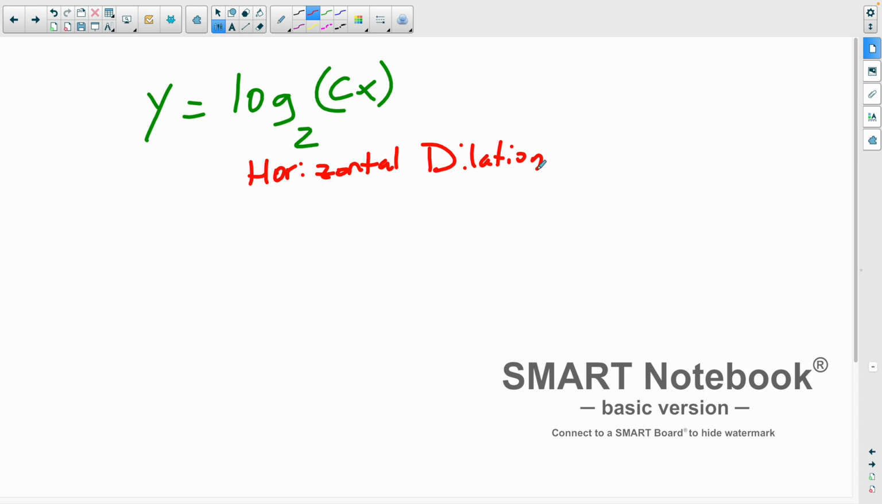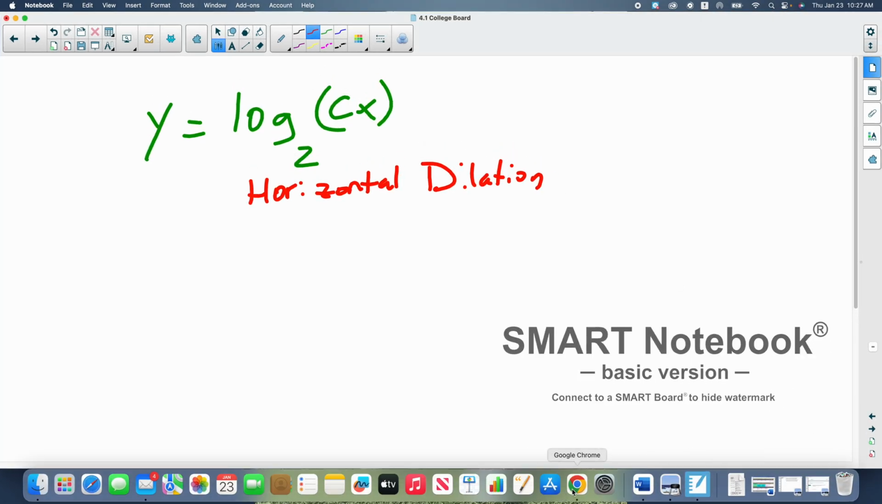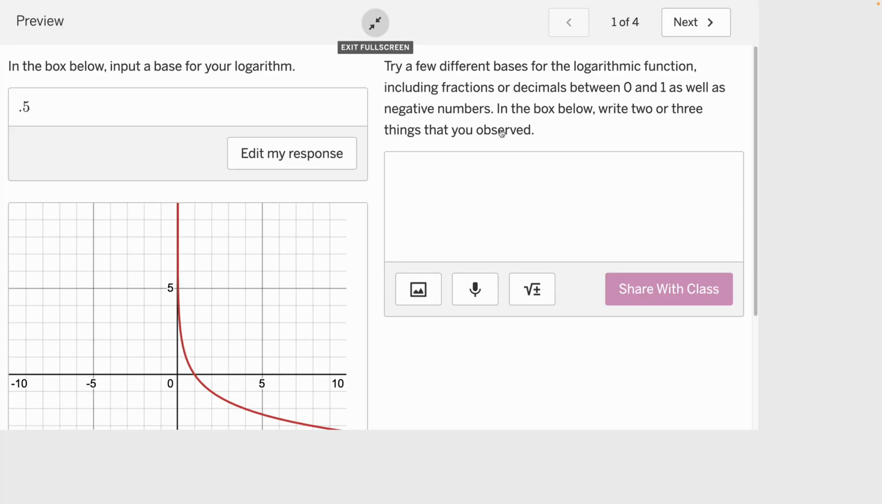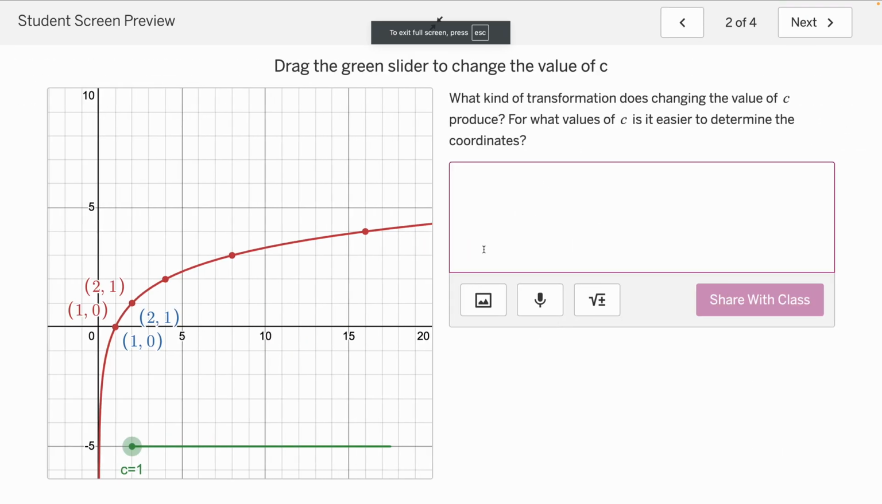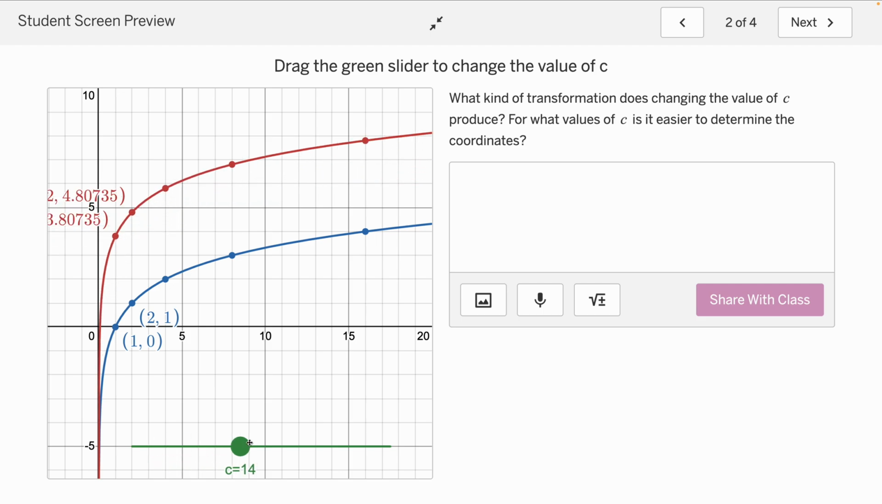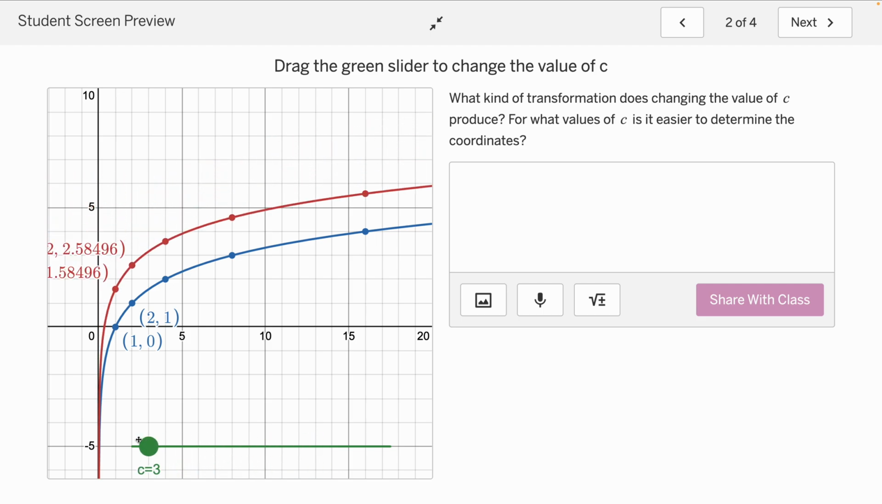All right, so here's what I want you to do. You're on slide 2 now. You have an opportunity now to take this C value and slide it to some spots that look easier to interpret and see if you can figure out what's going on with this graph. So slide your C value around. Stop it on some good points. Analyze those good points.